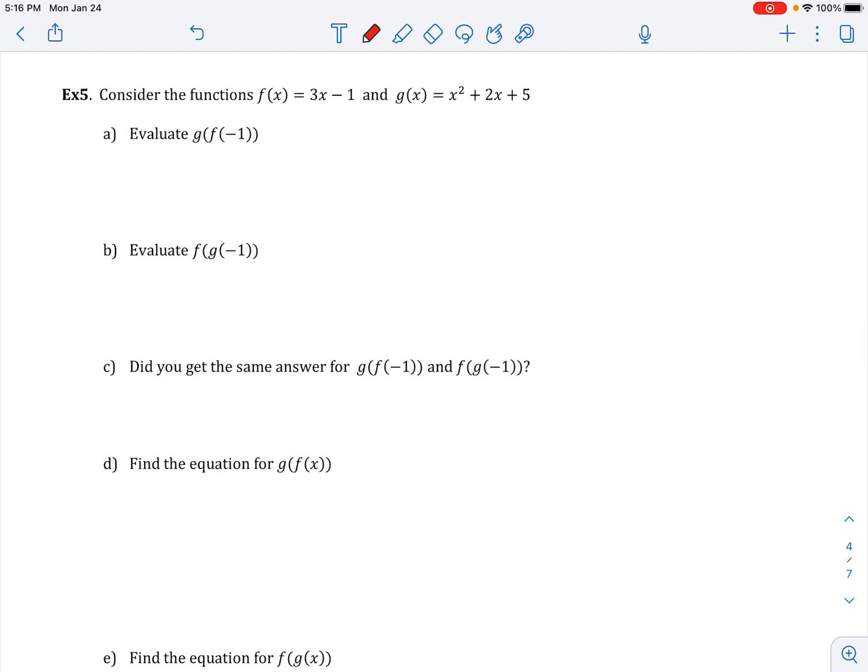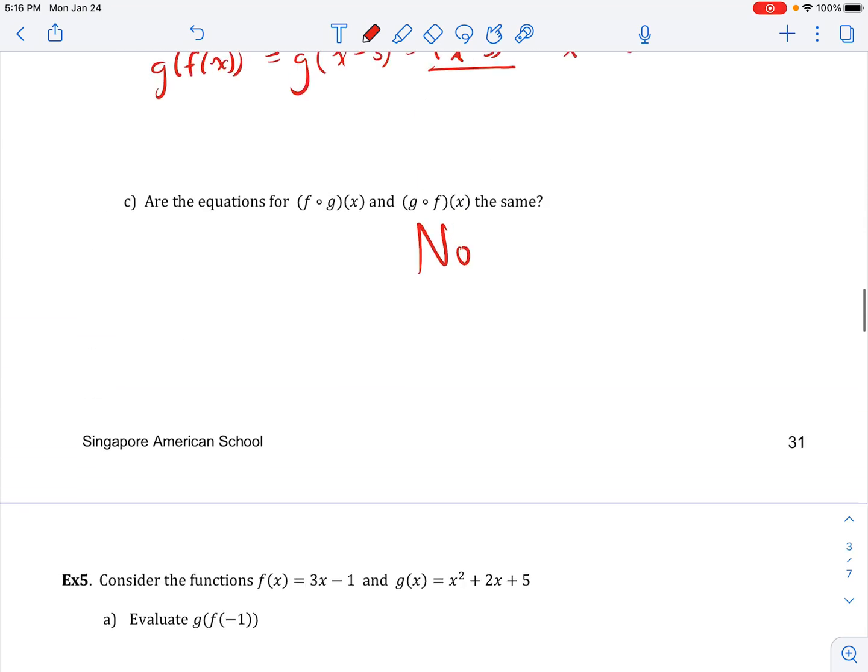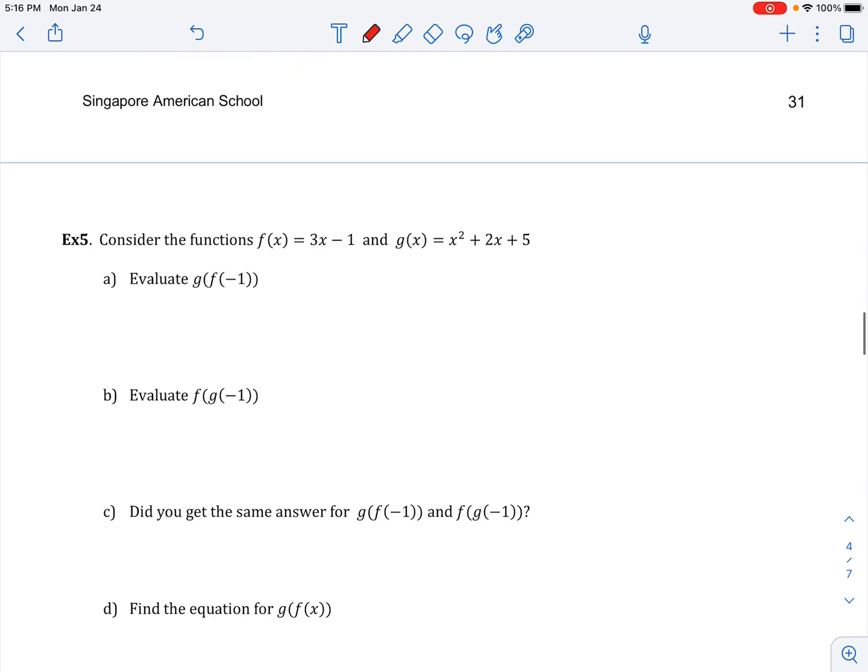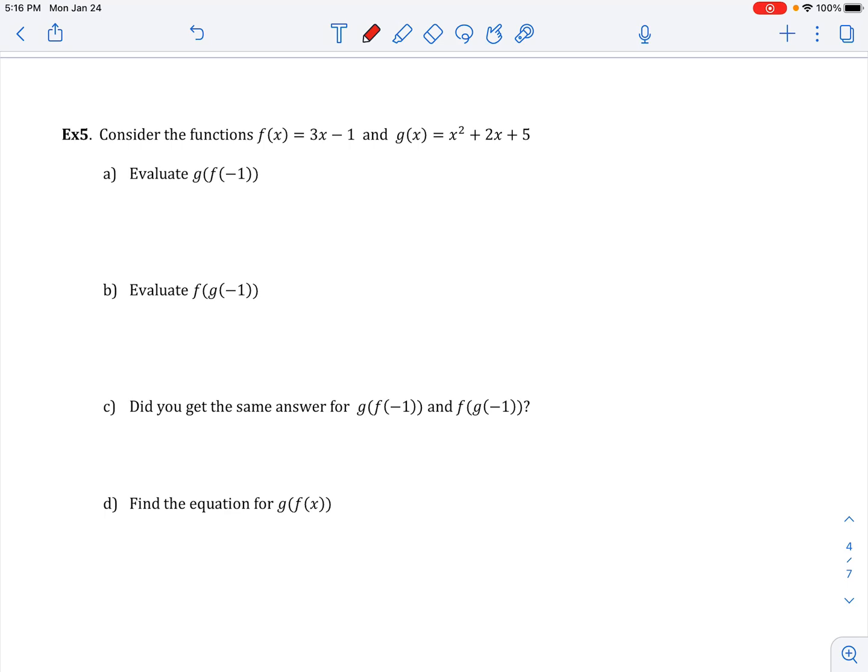Okay. Example 5. What's g of f of negative 1? Well, if you're doing g of f of negative 1, you don't have to do the whole g of f of x thing like I was doing up here. You could just stick negative 1 in the places you need to put it, and that might be easier. So this is g of f of negative 1. F of negative 1 is 3 times negative 1 minus 1. That's negative 3 minus 1, which is negative 4. Now I need to find g of negative 4. I'm putting negative 4 in here. So it's 16 minus 8 plus 5, which is 13.